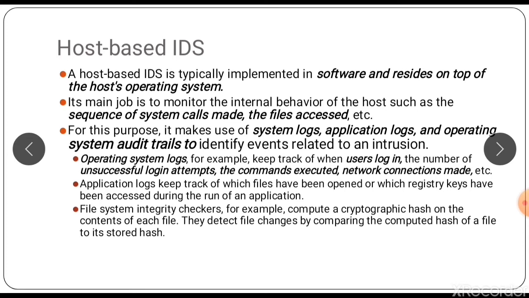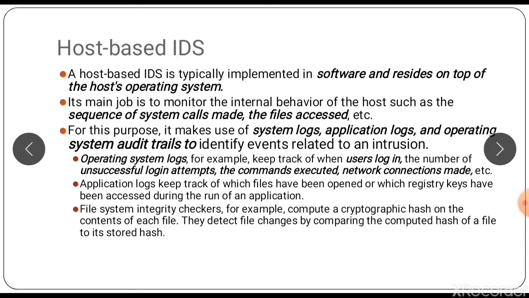The application logs keep track of which files have been opened or which registry keys have been accessed during the run of an application. They may also monitor what system calls are made and in what order. The file system integrity checker, for example, will compute a cryptographic hash on the content of the file. It detects file changes by comparing the computed hash of the file to its stored hash.